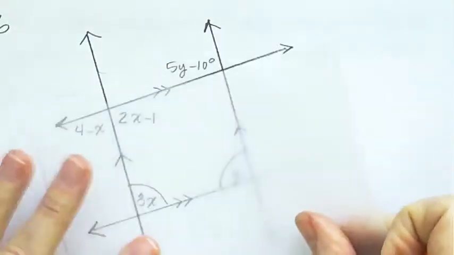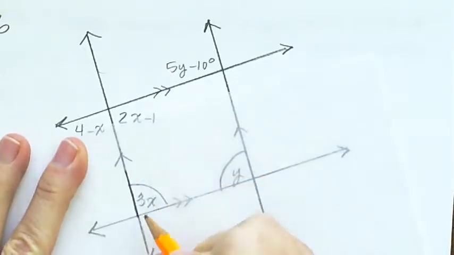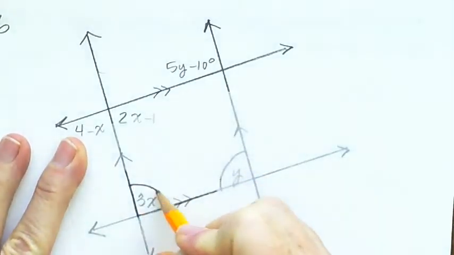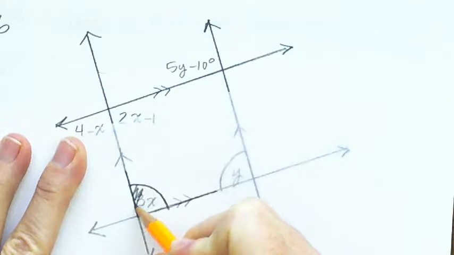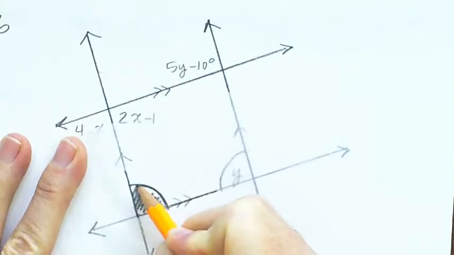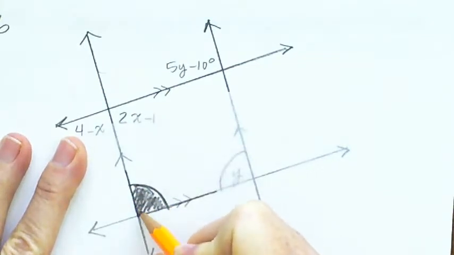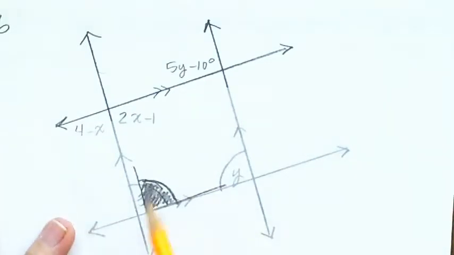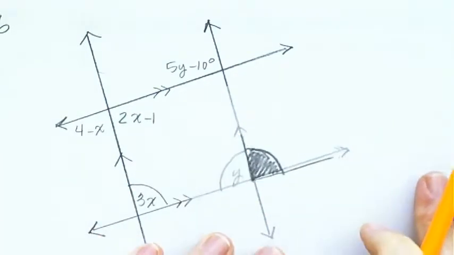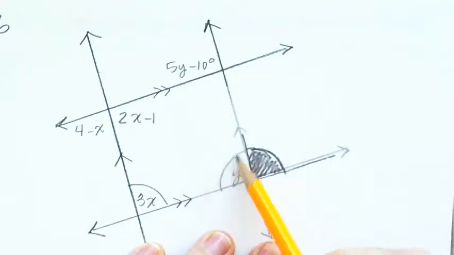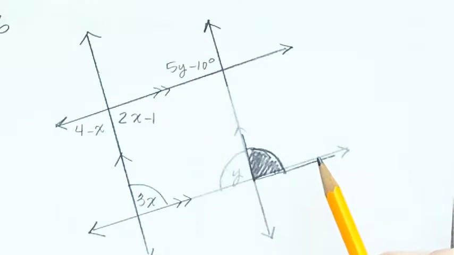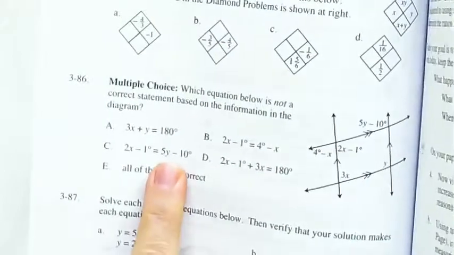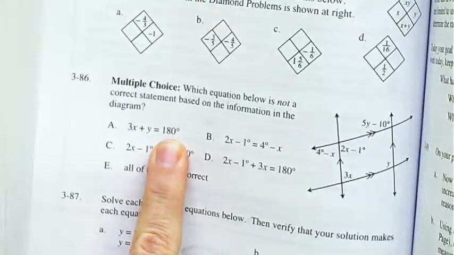So if I take my tracing paper and I trace this angle and I translate it so that the vertex, this is the vertex of the angle, I make it line up with the vertex of this angle, these two angles add up to 180. So that statement, 3x plus y equals 180, that's true.